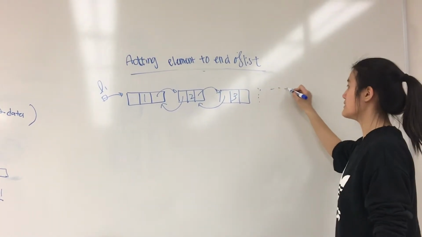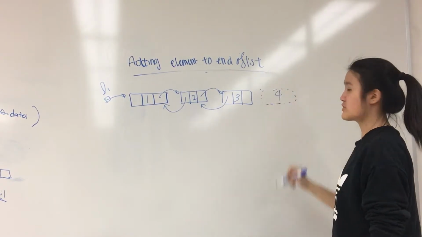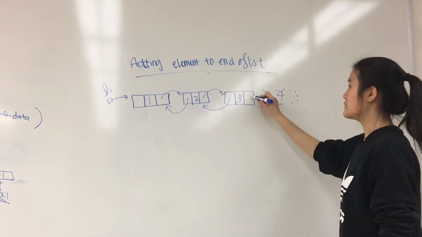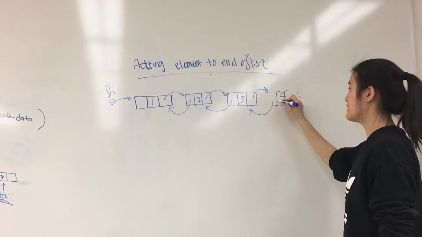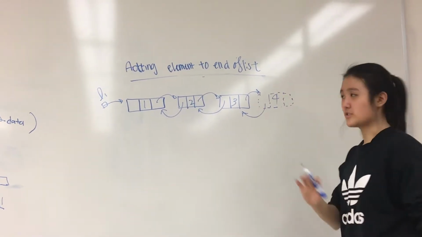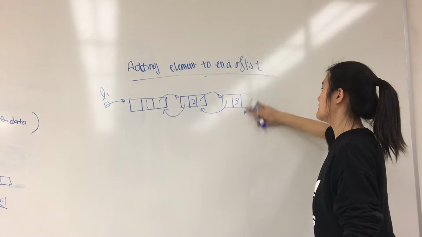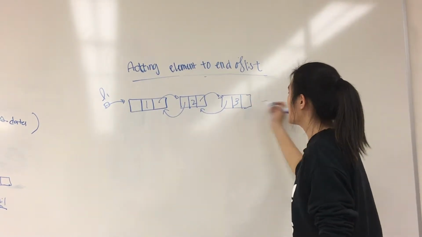So what you wanted to do is add this extra node that has a data of 4, and you want this to link together. That's what we wanted to do, but we don't have that right now.